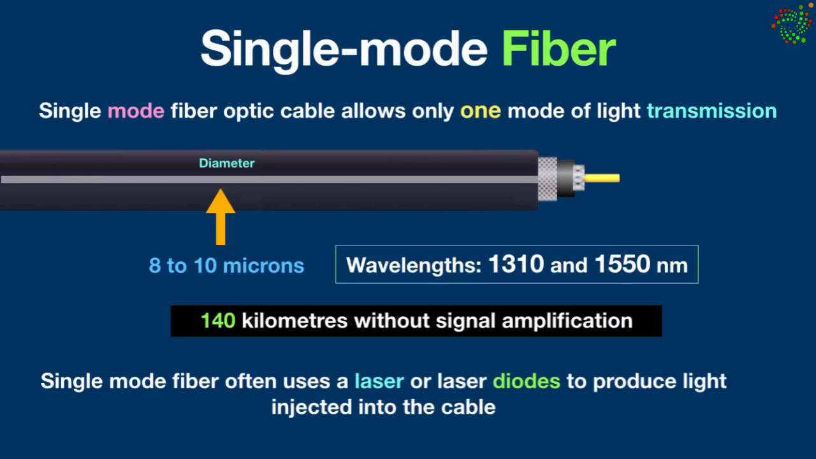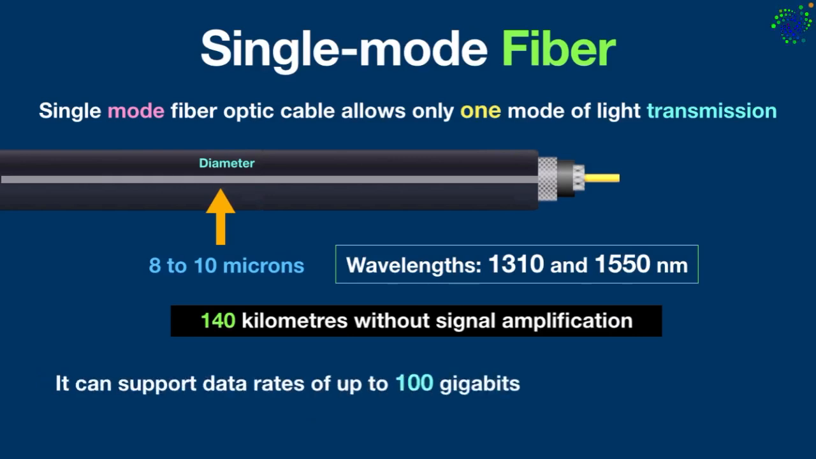Single mode fiber offers excellent bandwidth capabilities compared to multi-mode fiber. It can support data rates of up to 100 gigabits per second. Single mode fiber can carry signals at a much greater speed. Practically there is no or less degradation of signals.